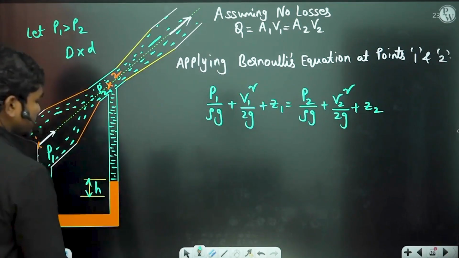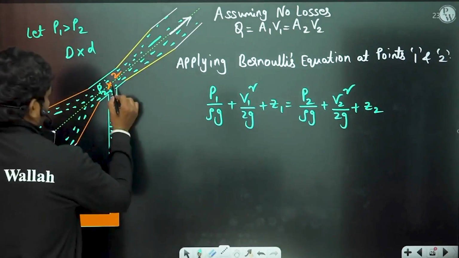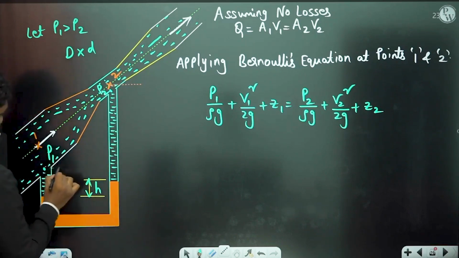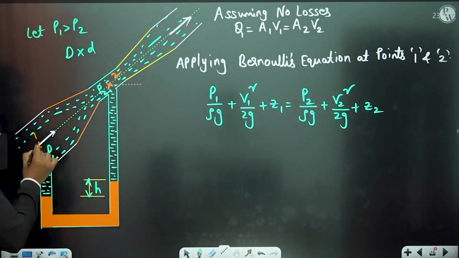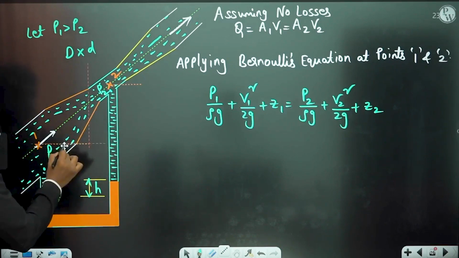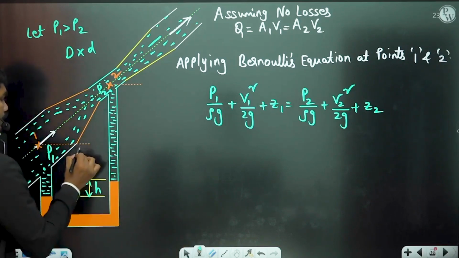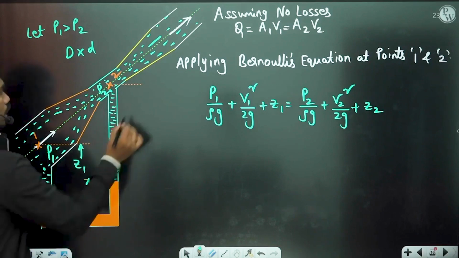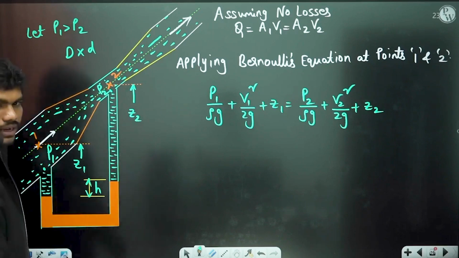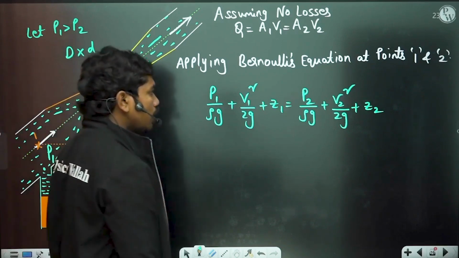Let us suppose these 2 points are separated by some distance from some reference. This point is at a height z1 from some reference which we don't know, and this point is at some height z2 with respect to the same reference, such that the difference between these two is z2 minus z1.